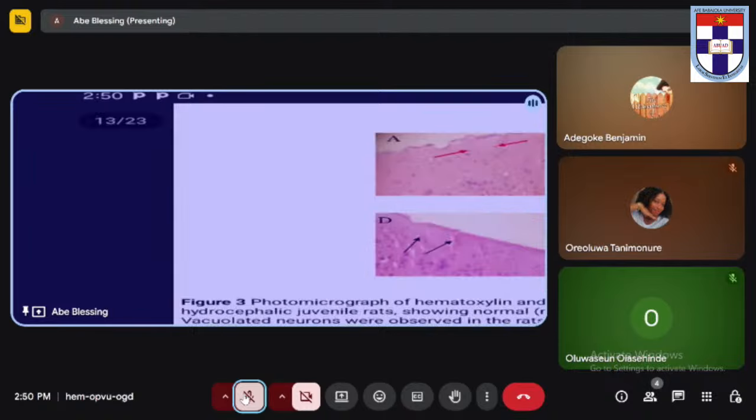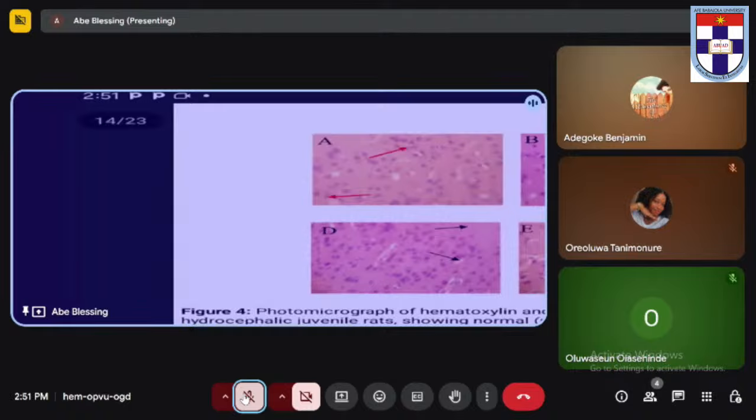While these are photomicrographs of H&E sections of layer 1 of the cerebral cortices, it shows that the animals in the control group had numerous active oligodendrocytes and very few degenerating oligodendrocytes compared to the hydrocephalic groups, which had more degenerated or degenerating oligodendrocytes. And the rats that were induced with higher doses of this drug had vacuolated neurons. The same thing goes for the photomicrographs of layers 2 and 3.